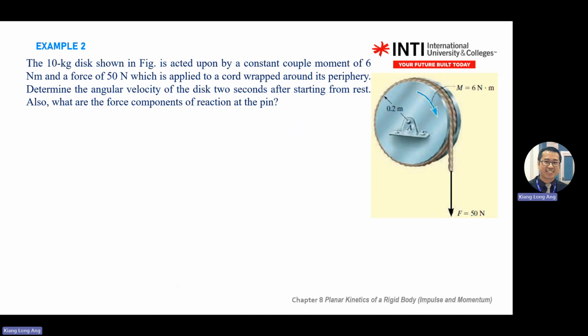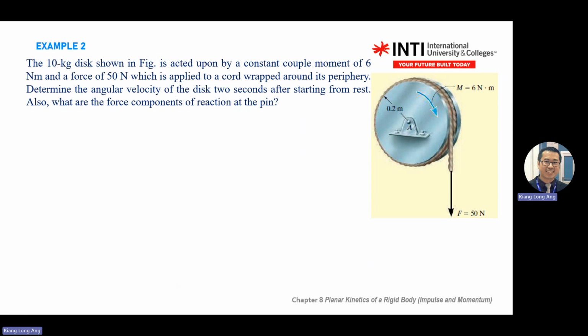Okay. So it tells you to find the omega at this 2 seconds. If you're given time, you will fall under the impulse chapter. When given time in the question, it will surely ask you about impulse, because force multiplied by time gives you impulse. Momentum multiplied by time is impulse.